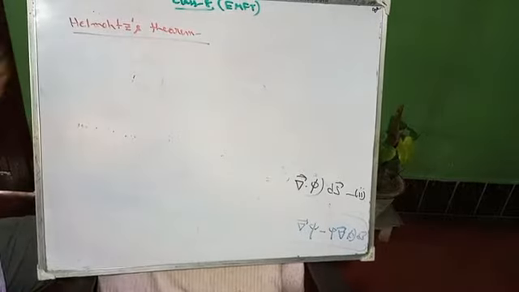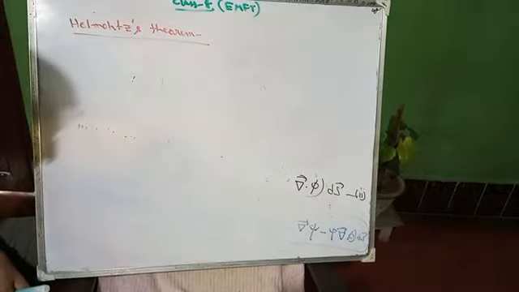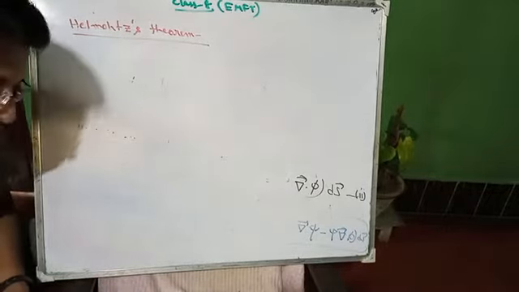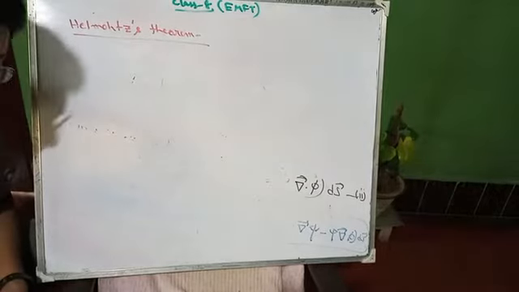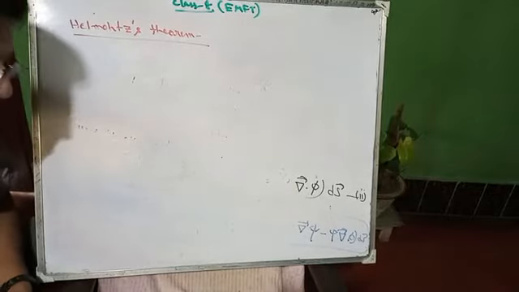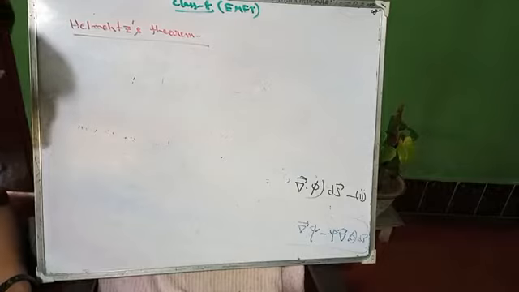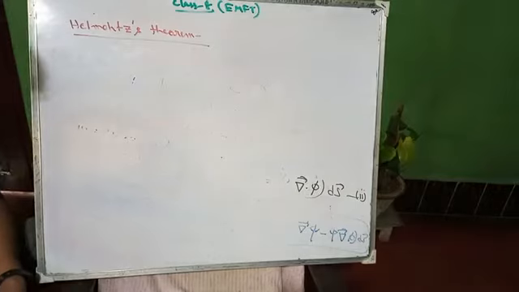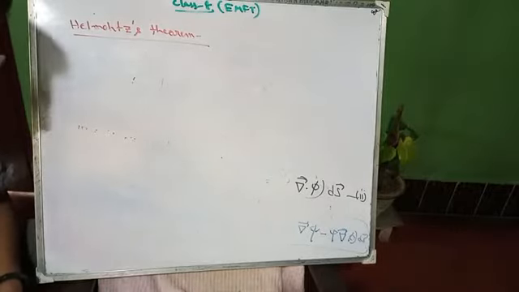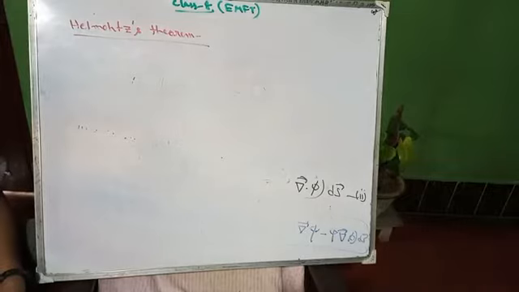Helmholtz theorem. So what does Helmholtz do? Helmholtz showed that any vector field is uniquely described within a region by its divergence and its curl. That means any vector field can be uniquely described within a region by its divergence and the curl.